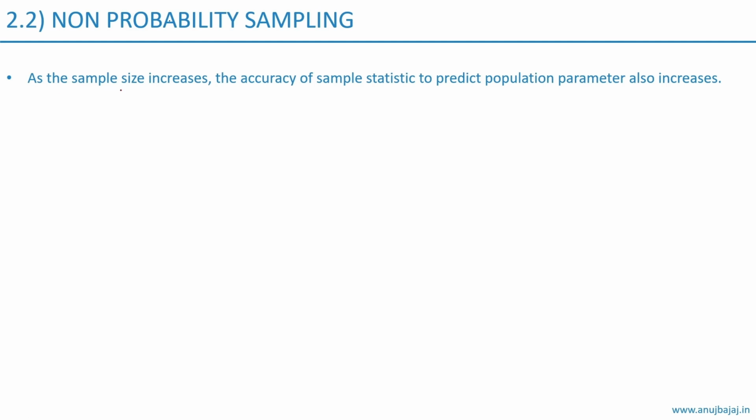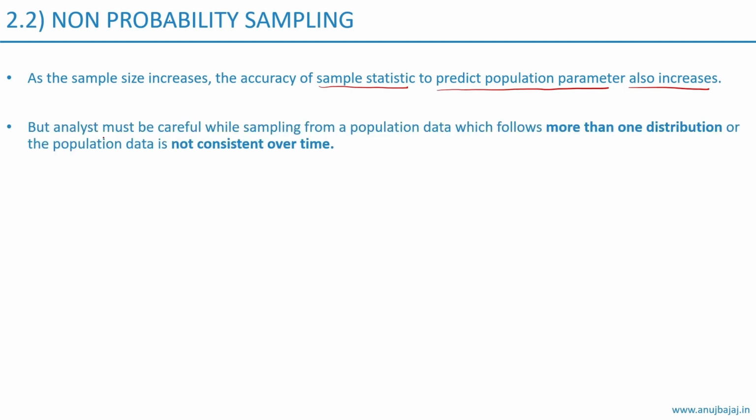As the sample size increases, the accuracy of the sample statistic to predict the population parameter also increases. Now, having said that, it is not always the case that a larger sample size does a good job of predicting the population parameters. For example, an analyst must be careful while sampling from population data which follows more than one distribution, or when the population data is not consistent over time.